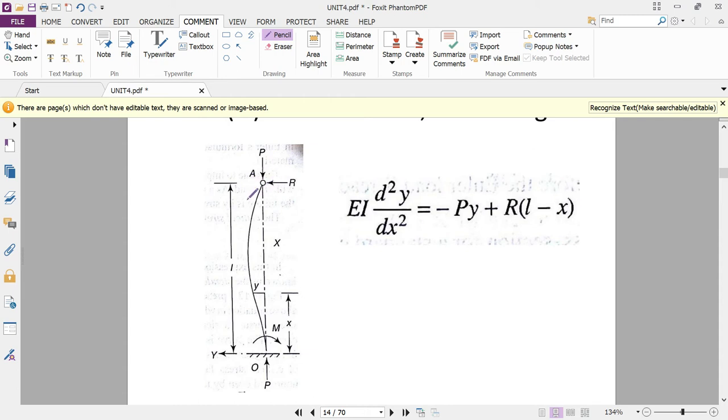So because of the contribution of those reactions on the top, what will be the effect, or what will be the changes in the differential equation? Let us see. EI d²y/dx² is equal to minus Py as a moment will be there, plus R into (L minus x) will be formed. Sorry, not just L, this R is there, and this is the overall length L, so R into L minus this x value we have to consider.